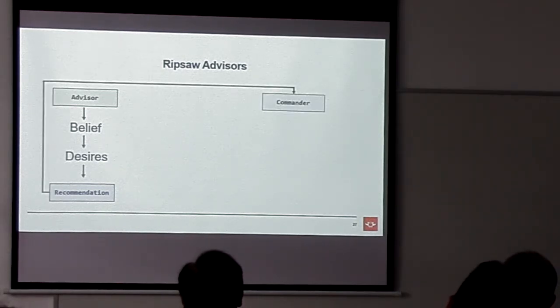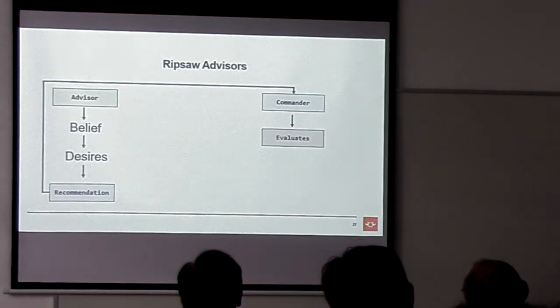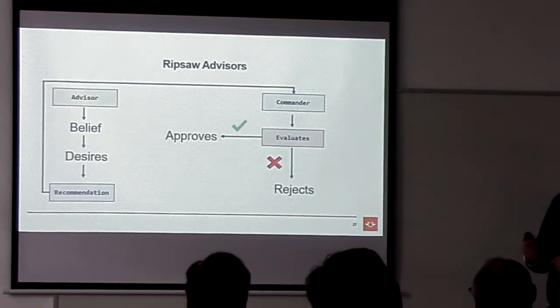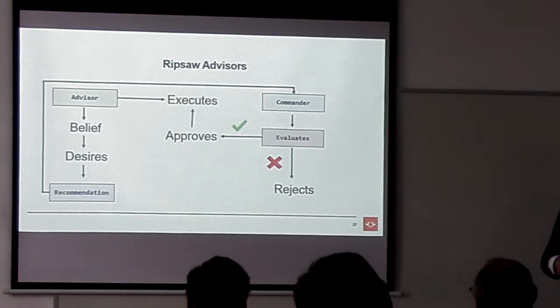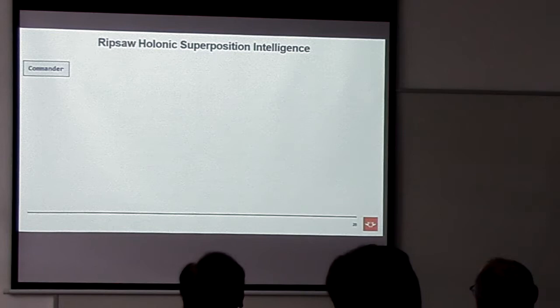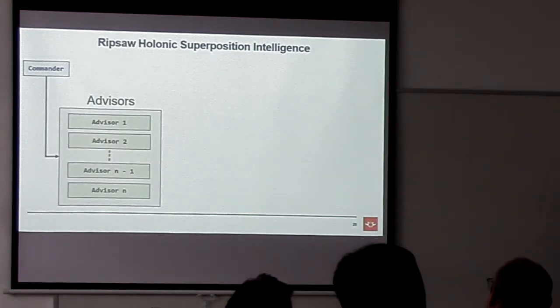And it submits this recommendation to a commander, and the commander again uses its own BDI model to evaluate this recommendation. So it will either reject it or approve it, but it can partially approve it as well. And if it does approve it, then the advisor will execute it using its own intentions module from its own BDI model.